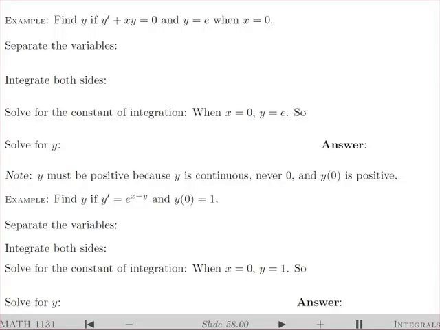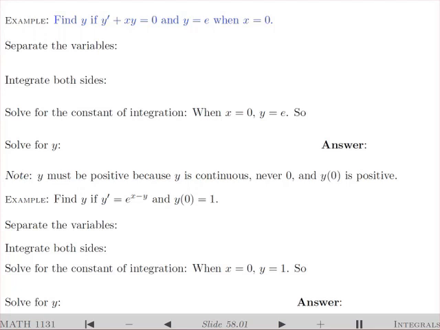Well, last time we started talking about solving separable differential equations. We are going to look at two more examples in this session. This time we are going to be solving initial value problems. Our first example is y prime plus xy equals 0, and when x is 0, y equals e.